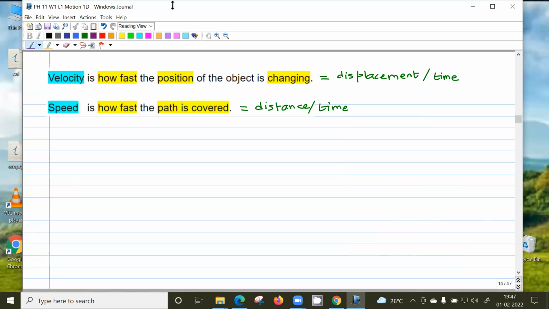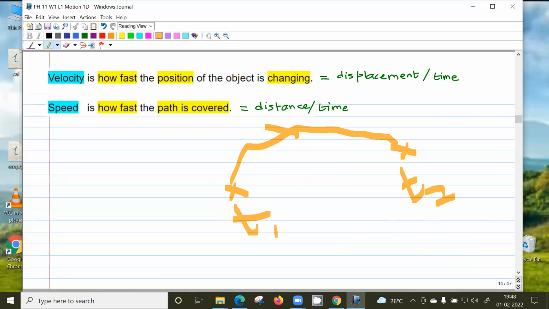So velocity means how fast a position is changing. The position of an object is denoted by its coordinates. Suppose it is at this position at the initial time, say t1, and at time t2 it has moved here. It would have moved like this.